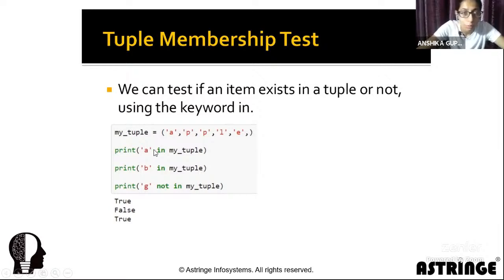That means it's a tuple. Now, if I have to print whether A is in my tuple, is A present in the apple word? Yeah, it is present. So it will give true. If B is in my tuple, no, it is not. So it will give me false. Print if G is not in my tuple. Yeah, it is not there. Here you can see the difference between in and not in. Okay, G is not in the tuple, so it will print true because the program itself says that it is not in my tuple. It's true that it is not in my tuple.